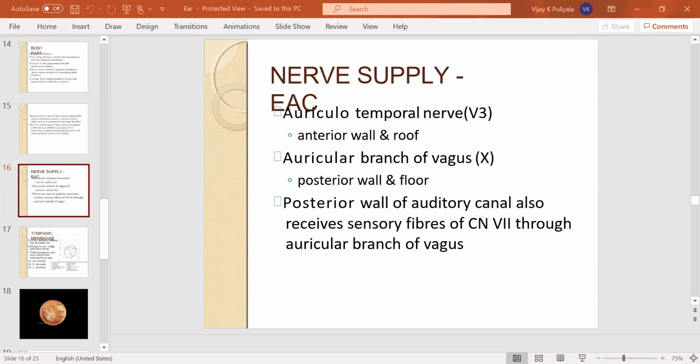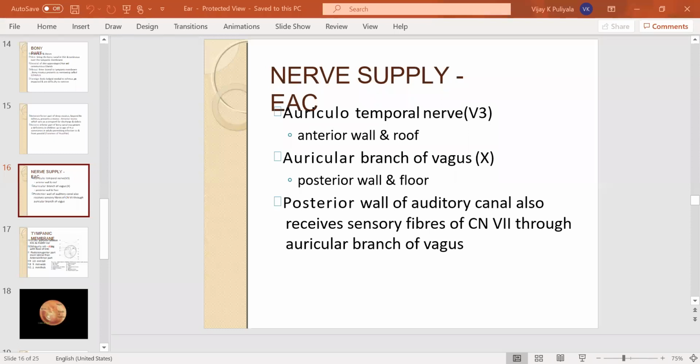This lateral wall is represented by the light blue color. The remaining parts, the roof, floor, and medial wall, are represented by the dark blue. In the middle it is folded upon itself, so we have four walls: roof, floor, medial wall, and lateral wall. The lateral wall is filled by the fibrous membrane, and the remaining part, the medial wall, roof, and floor, is formed by the cartilaginous part.